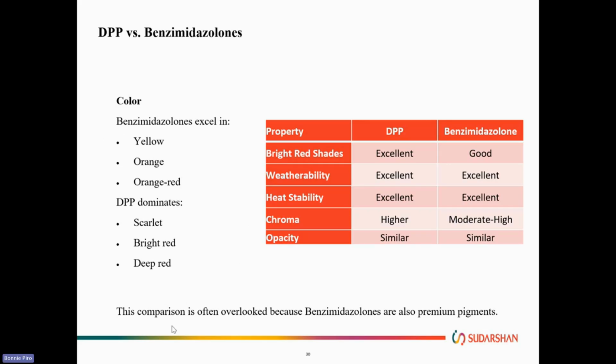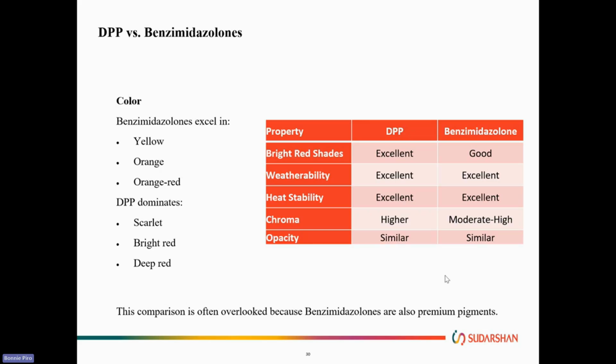Benzimidazolones, this is not usually a comparison that one would consider, because primarily benzimidazolones fill that orange to yellow space, where the DPP chemistries fill the bright red to the deeper scarlet red. But they do intersect in that orange space with, for example, the orange 71, the orange 73 crosses over with orange 64. So there is some overlap in terms of color space between these two.